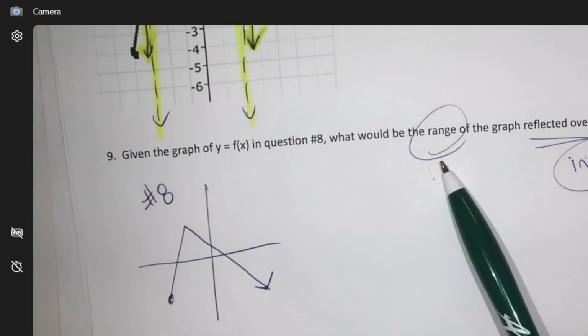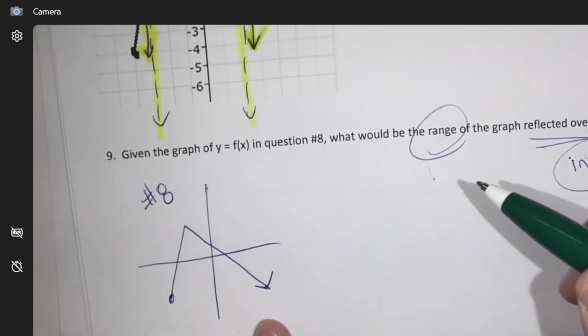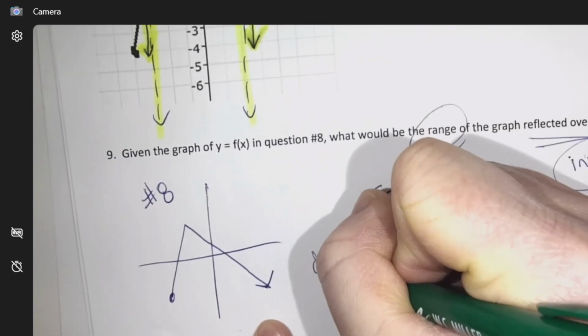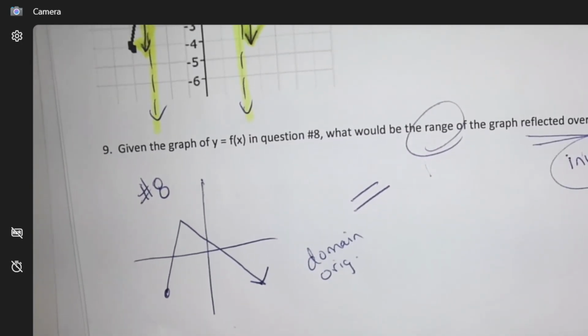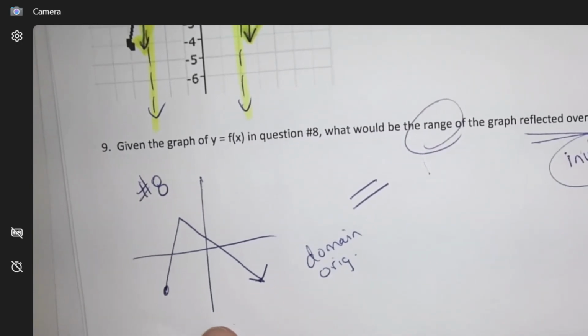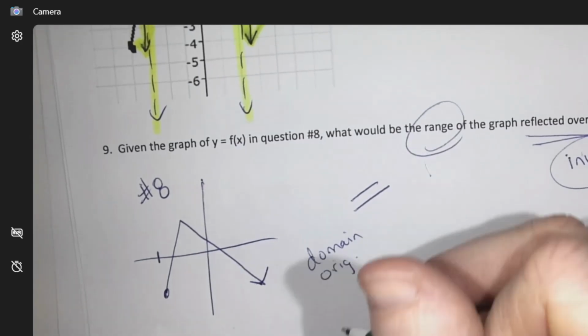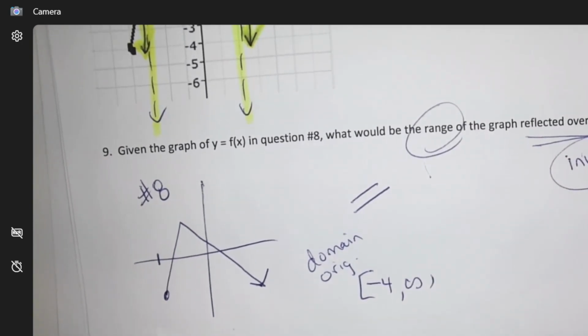So the range of this new graph would be equal to the domain of the original. Okay, so looking at the original before we drew all over it, what is the domain of this one? How far left was this coordinate right here? -4 to infinity. The domain of this would be the range on the inverse.